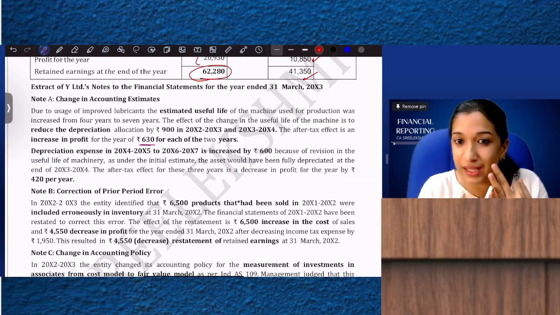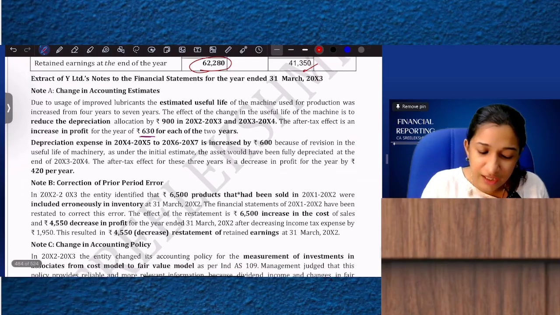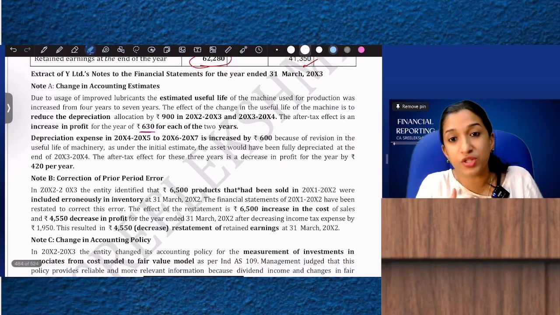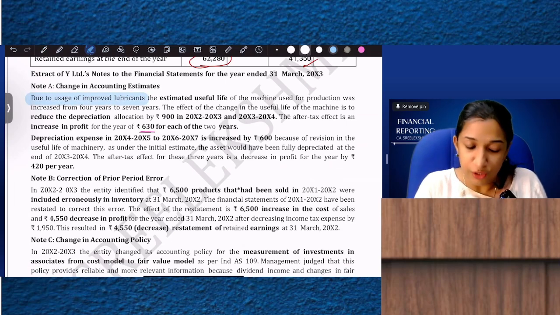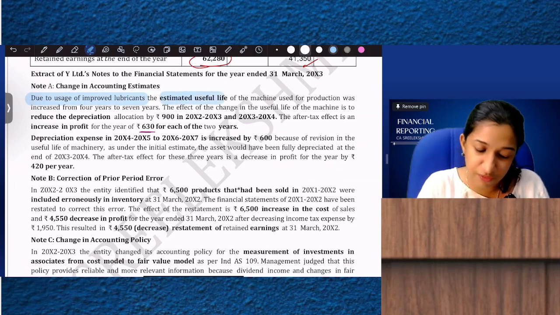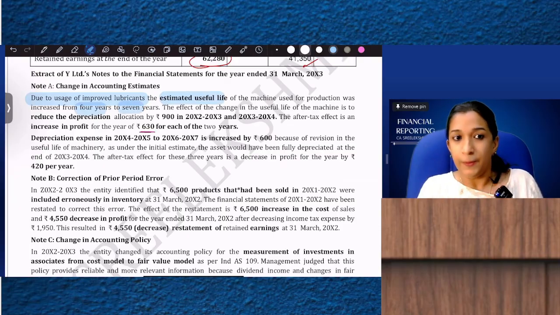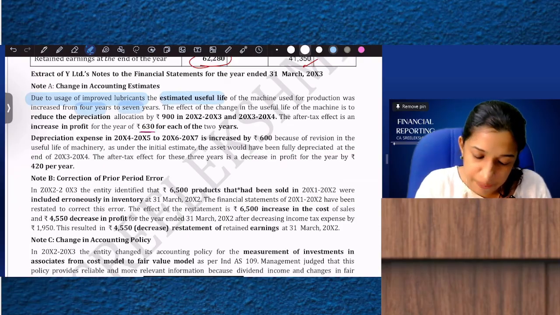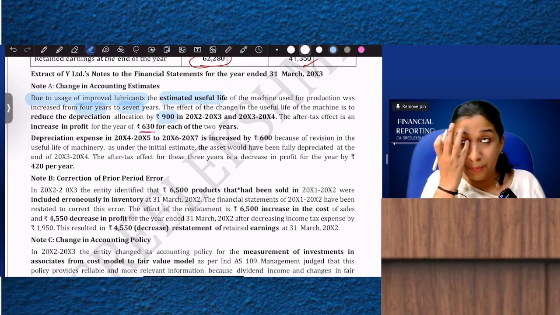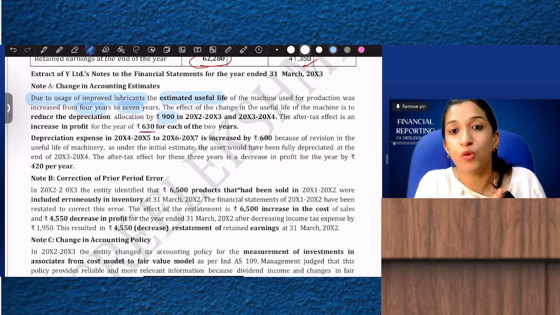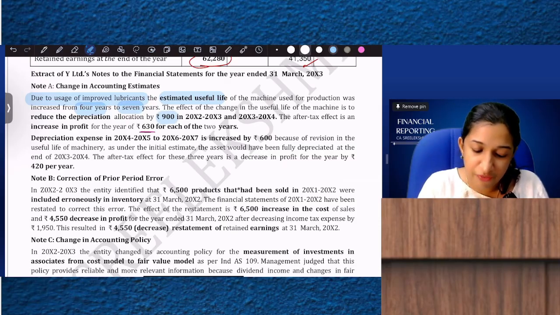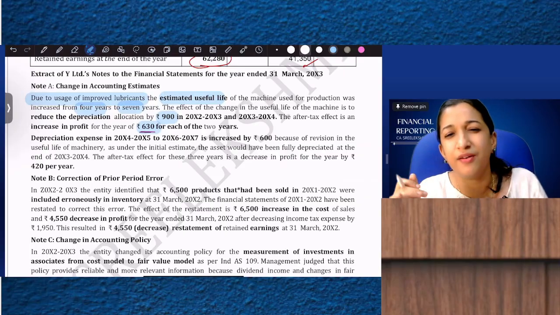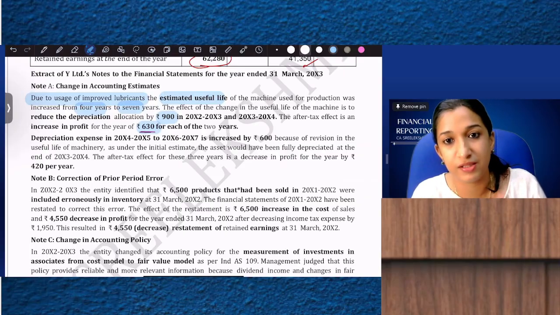There is change in accounting estimate. Here there is change in accounting estimate. Whatever information is given, I'll write. Due to usage of improved lubricants, useful life has been changed from 4 years to 7 years. As a result, depreciation has changed from 1,500 to 600. Profit increased. So profit increase is 900 minus tax, 630 is the after tax effect of profits.